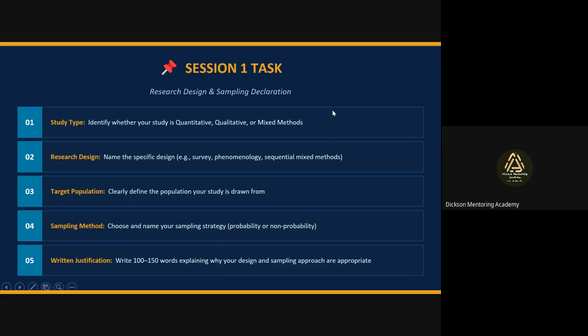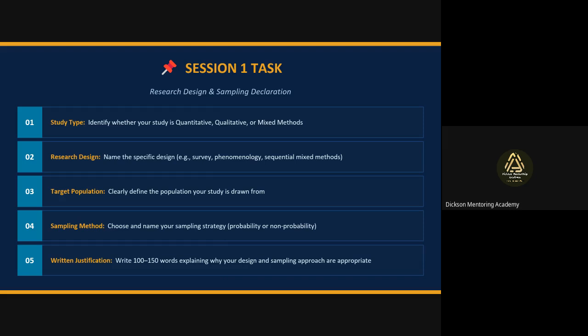So now, this is the task we are supposed to do. For the type of research you have been doing or you are currently doing, I want you to identify whether your study is quantitative, qualitative, or mixed method. Everyone here has done a research before, if you are not currently doing one. So look at the work you have done before, and identify whether your work was quantitative, qualitative, or mixed method.